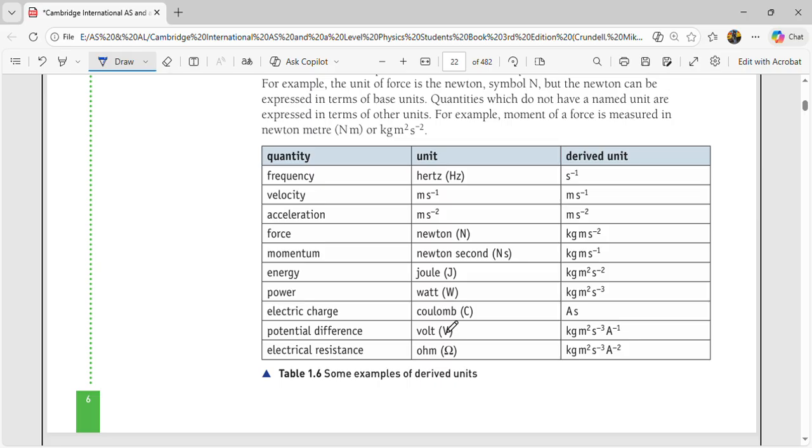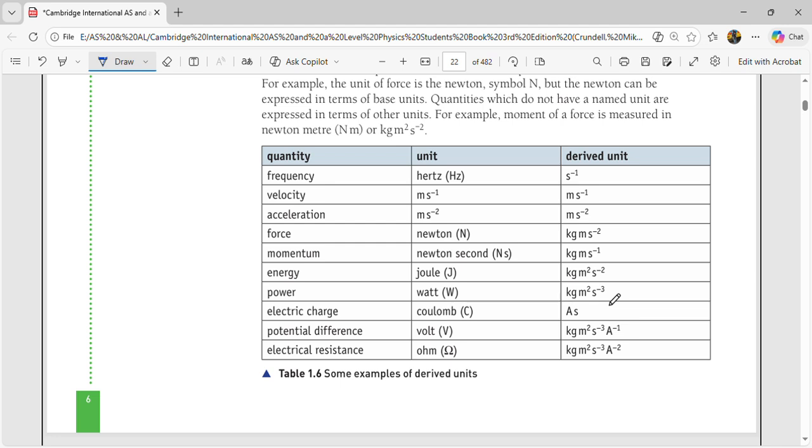Power has the unit watt. The SI unit is watt, and the derived unit is kilogram meter squared per second cubed, because power is energy over time.